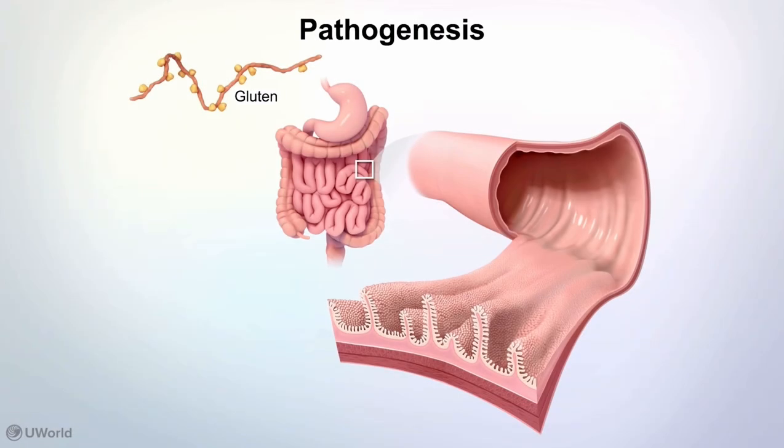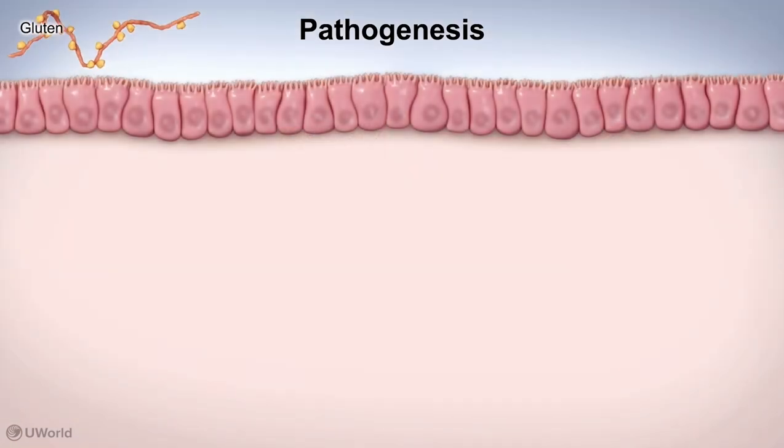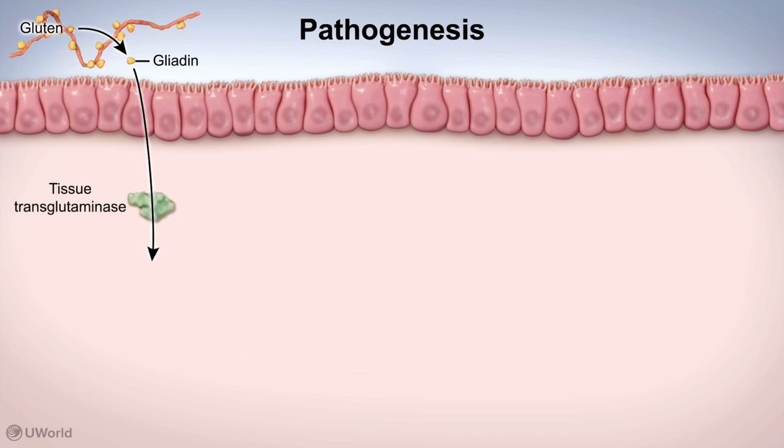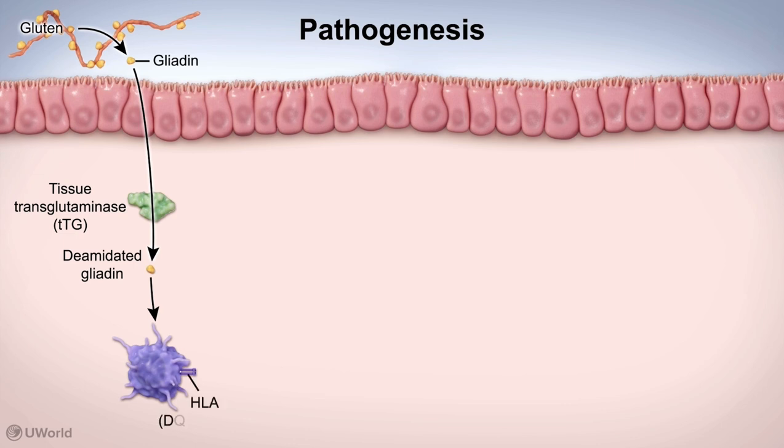Gluten is a protein found in wheat, barley, and rye. After gluten is consumed, it's broken down by enzymes into peptides, including gliadin. Gliadin passes across the small intestinal epithelium and into the lamina propria, where it is deamidated by an enzyme called tissue transglutaminase. Removing an amide group makes gliadin more immunogenic and allows it to strongly bind the MHC molecules HLA DQ2 and DQ8 on the surface of antigen-presenting cells.